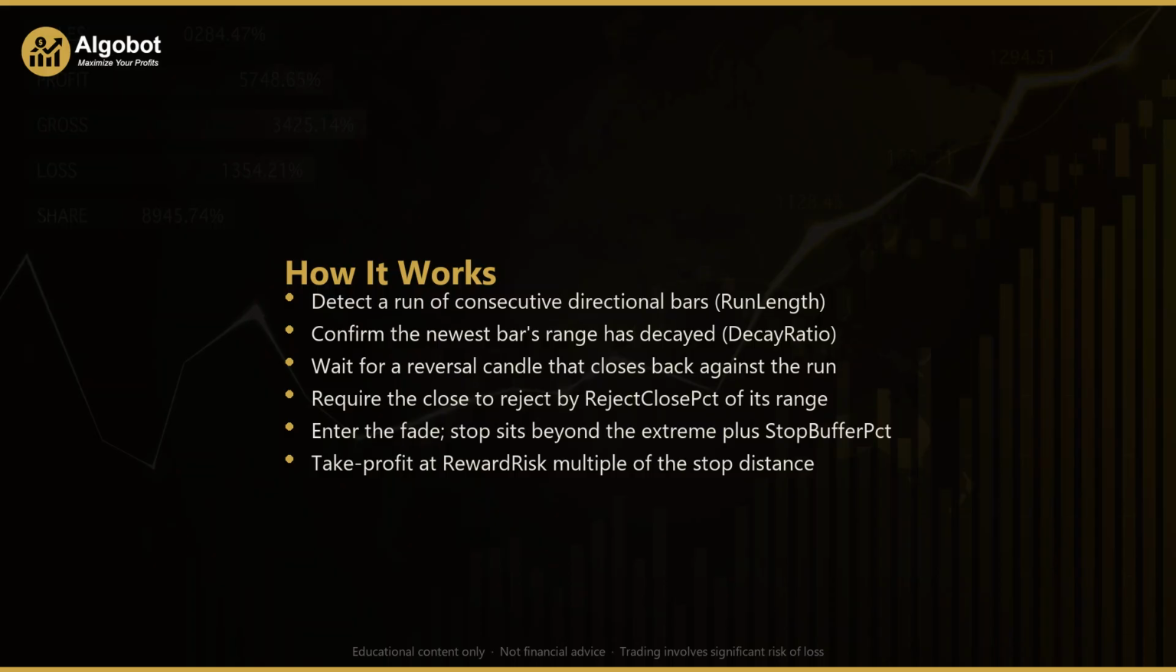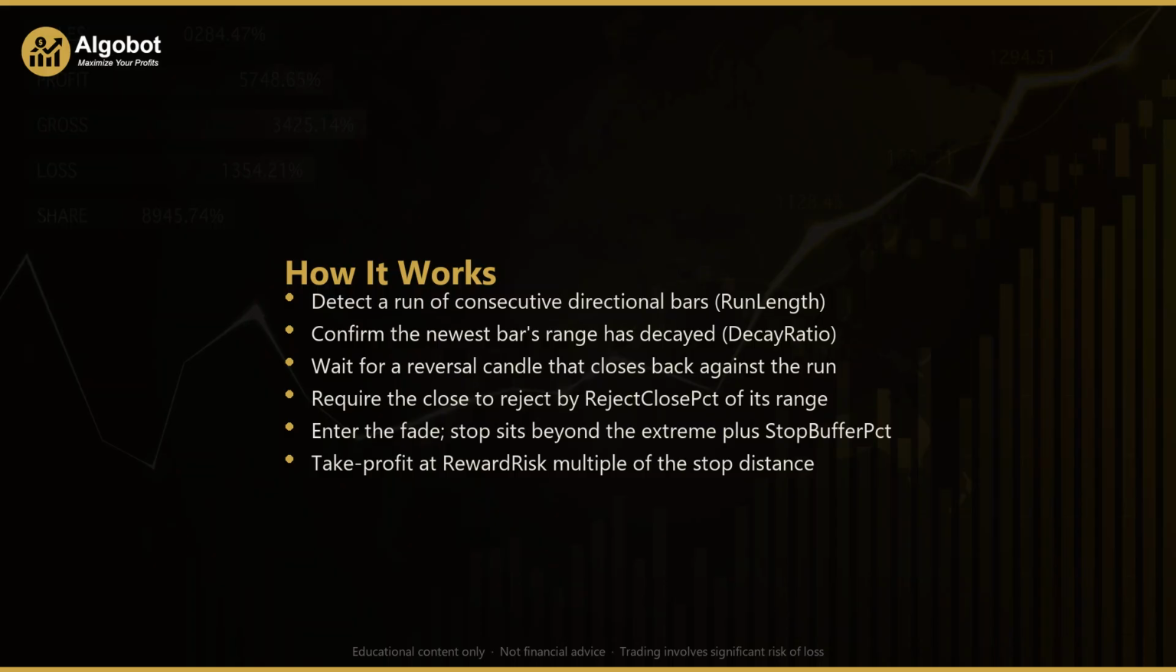With a decaying thrust confirmed, the strategy waits for one more bar, the reversal candle. For a decaying upthrust, it wants a bearish candle that closes down, closes well off its high, and closes back below the previous bar's close. The phrase well off its high is defined by the RejectClosePct parameter, 50% by default, meaning the close has to pull back at least halfway down the candle's range. When all of that lines up, the strategy signals a short. It fades the exhausted up move. A decaying downthrust works in reverse and signals a long.